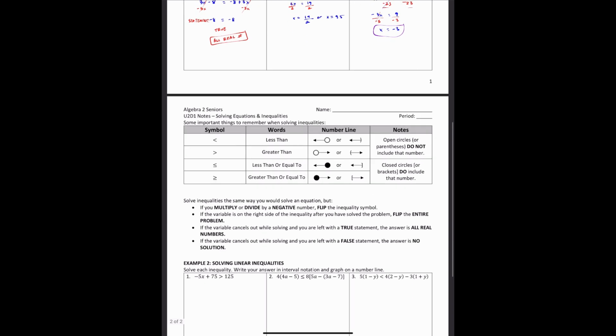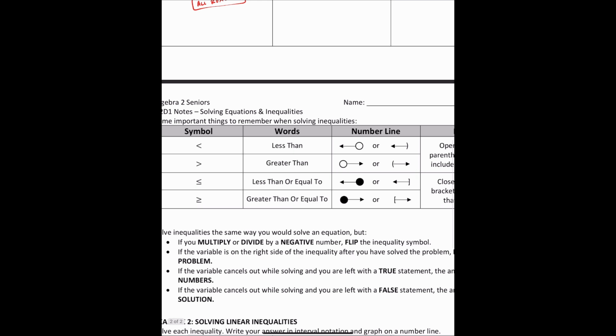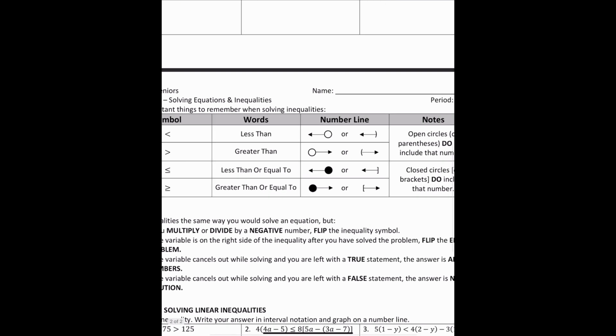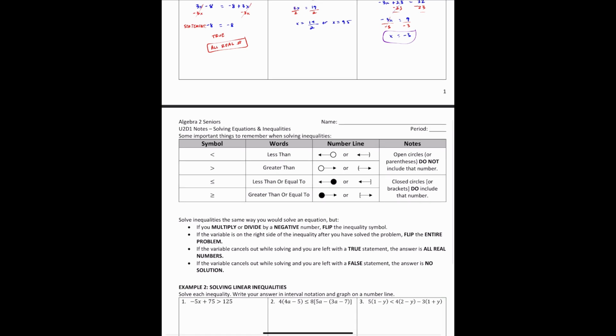All right, flipping to the back side of the notes. We're going to go ahead and solve inequalities, but before we do that, here's some important things to remember when solving inequalities. When we have a less than sign, we typically shade to the left, and when we have a greater than sign, we shade to the right, and those two things are open circles. We do not include that number. And then when we have a less than or equal to sign, we typically shade to the left. And then when we have a greater than or equal to, we shade to the right.